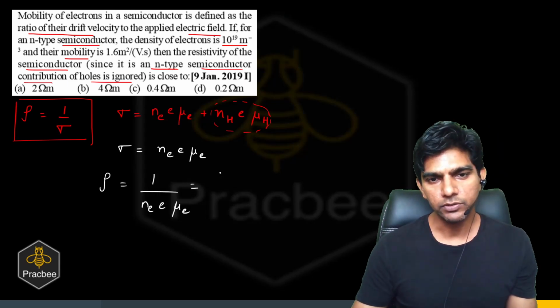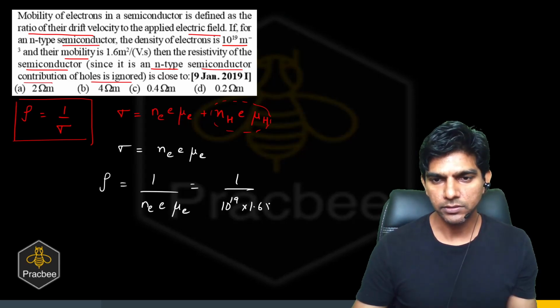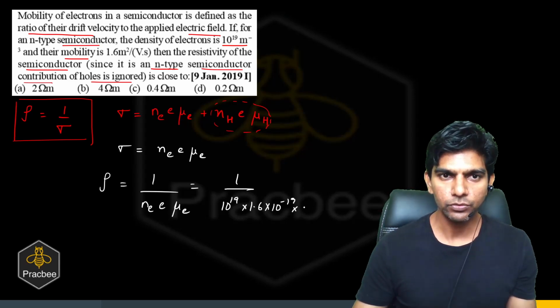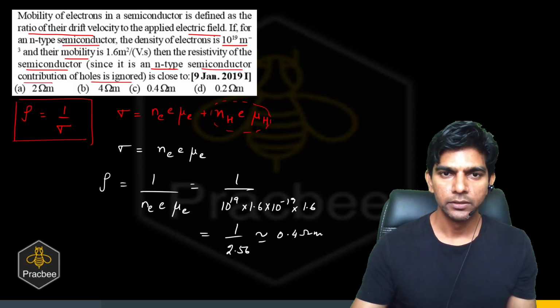Now let us plug in the values. So n_e is given as 10 raised to 19, e is 1.6 into 10 raised to minus 19, mu is given as 1.6 in SI units. So this comes out to be 1 upon 2.56, and this is close to 0.4 ohm meter. So C is the right answer. I hope the concept is clear.